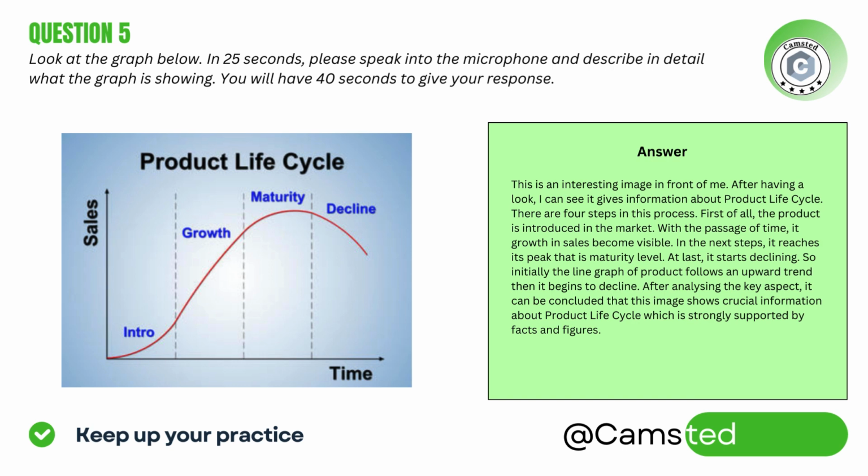With the passage of time, its growth and sales become visible. In the next step, it reaches its peak, that is the maturity level. At last, it starts declining. So initially the line graph of the product follows an upward trend, then it begins to decline.